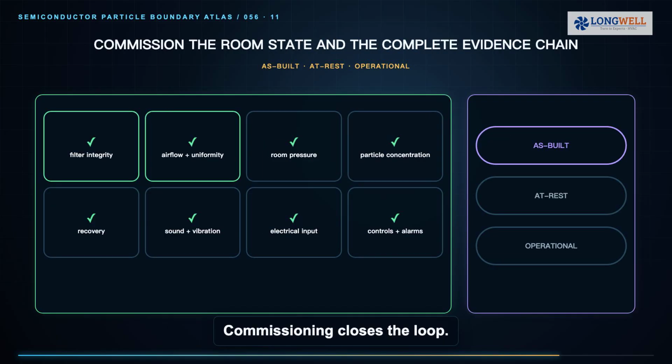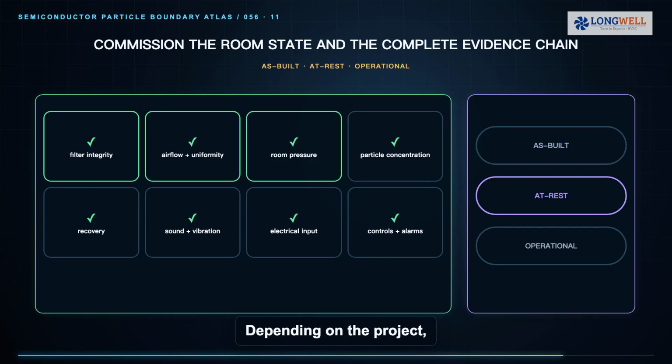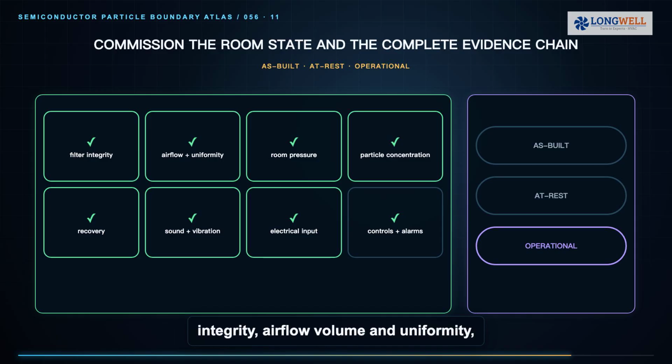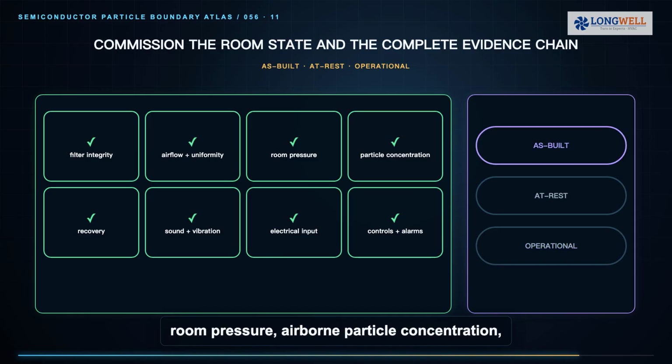Commissioning closes the loop. Depending on the project, the evidence package can include filter integrity, airflow volume and uniformity, room pressure, airborne particle concentration, recovery, sound, vibration, electrical input, controls, and alarms. Record the room state as built, at rest, or operational, because results from different states are not interchangeable.